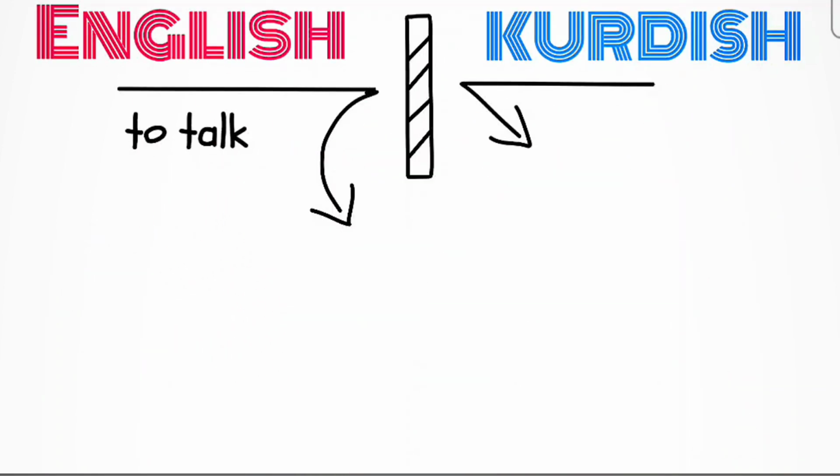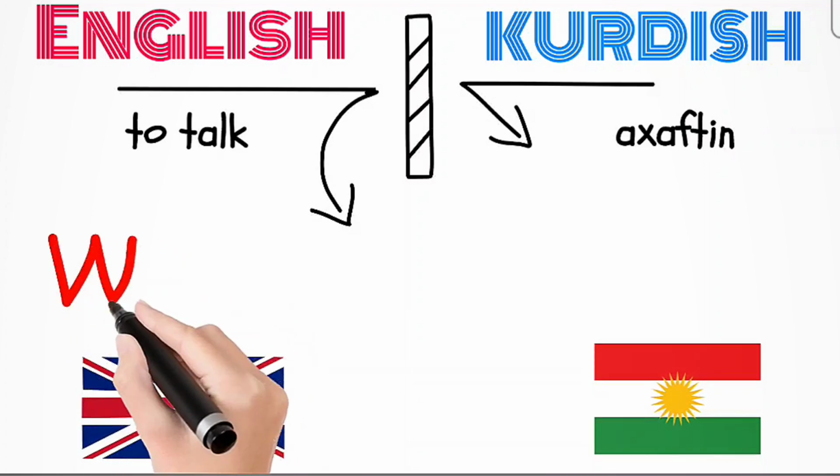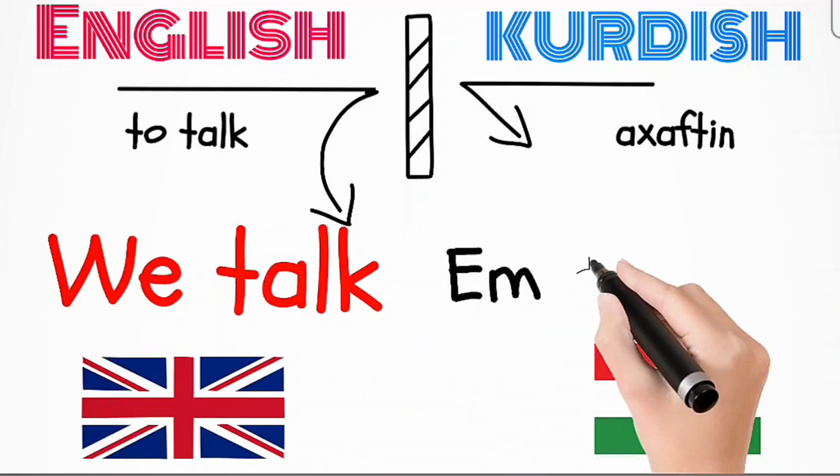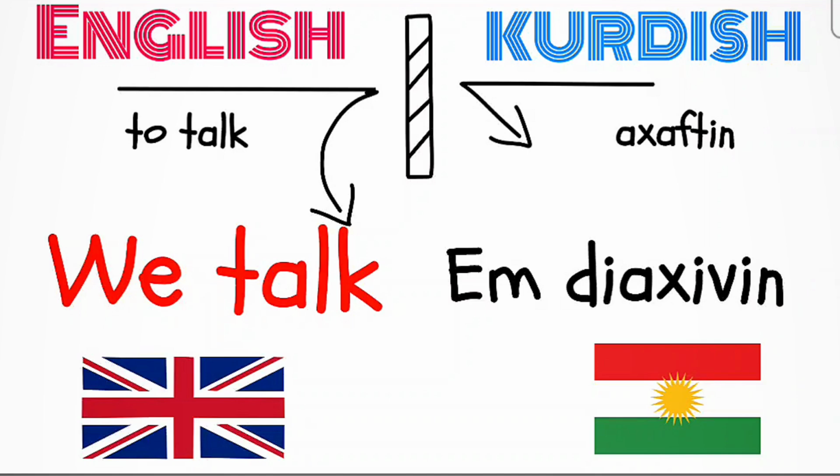Another verb is to talk. In English, to talk. In Kurdish, ahaftin. Ahaftin, qesekirdin, khabardan. We talk, am ahaftin.